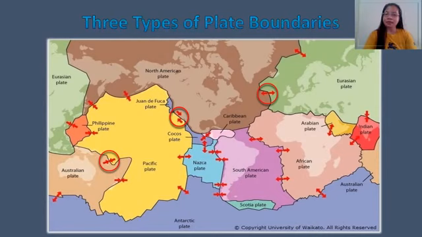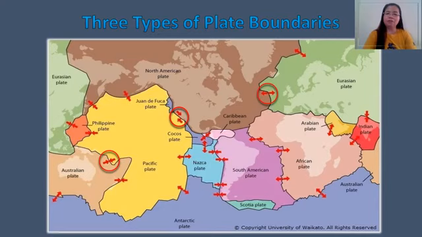Let's take a look at the illustration. This illustration shows the world's tectonic plates. As you can see, the Earth is divided into major and minor plates, which are constantly moving at a slow rate. Here there are three circles representing the types of plate boundaries. Each circle shows the interaction between two plates. Do you see any difference?